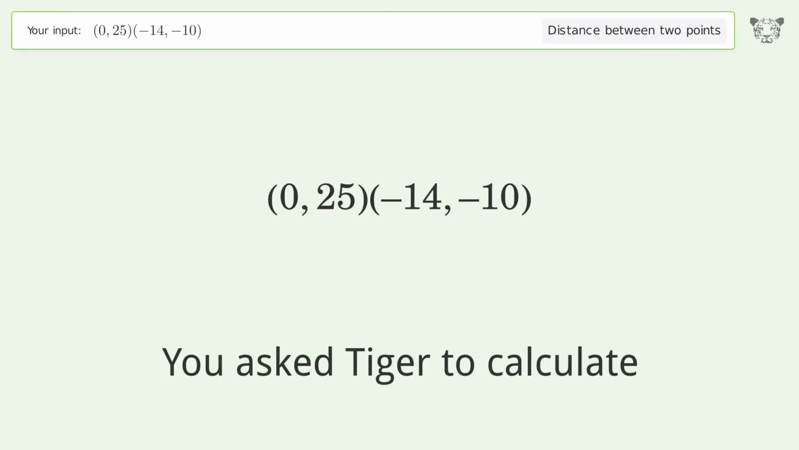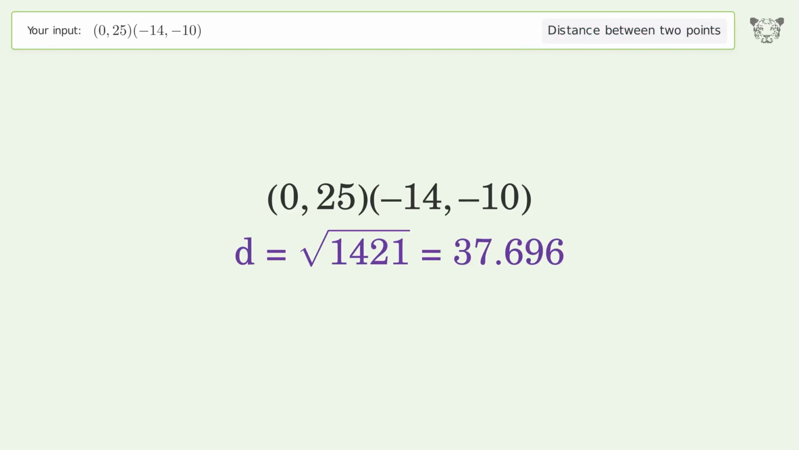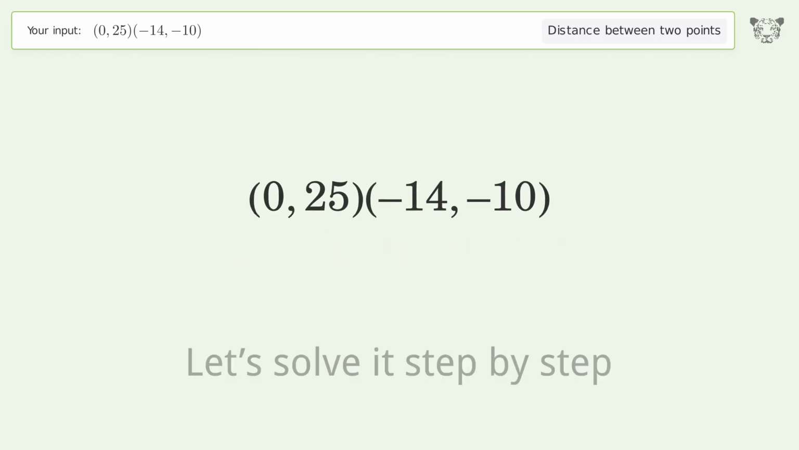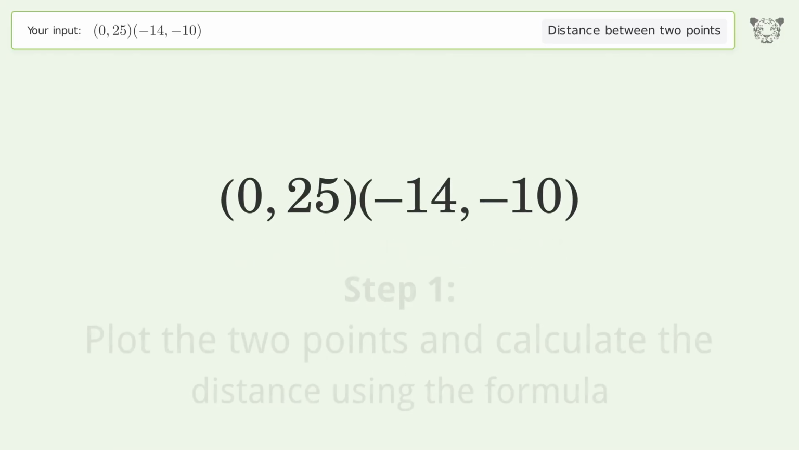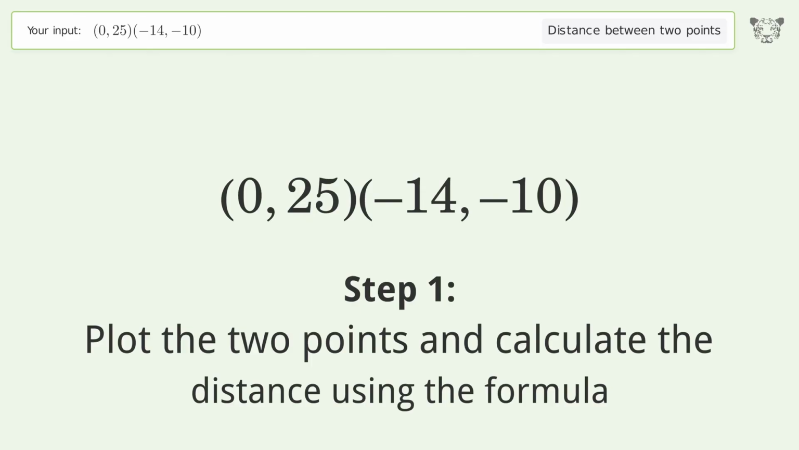You ask Tiger to calculate. This deals with the distance between 2 points. The distance between the 2 points is the square root of 1,421, or 37.696. Let's solve it step by step. Plot the 2 points and calculate the distance using the formula.